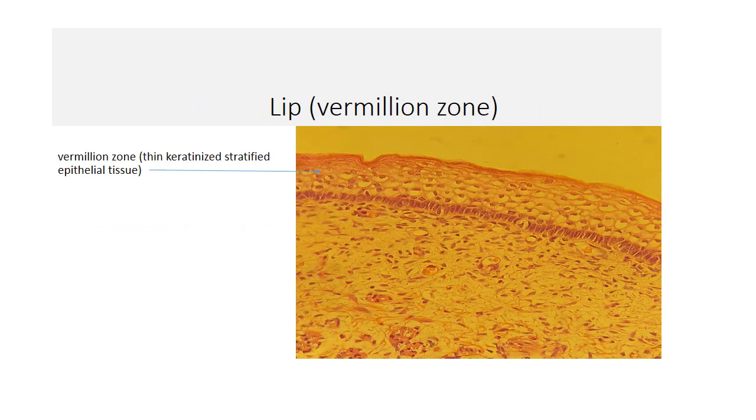This section shows the vermilion zone of the lip. You can see here the thin keratinized stratified squamous epithelium tissue, and beneath it there's a highly vascularized connective tissue. Here you can see the vessels, highly vascularized. All of these are blood vessels.